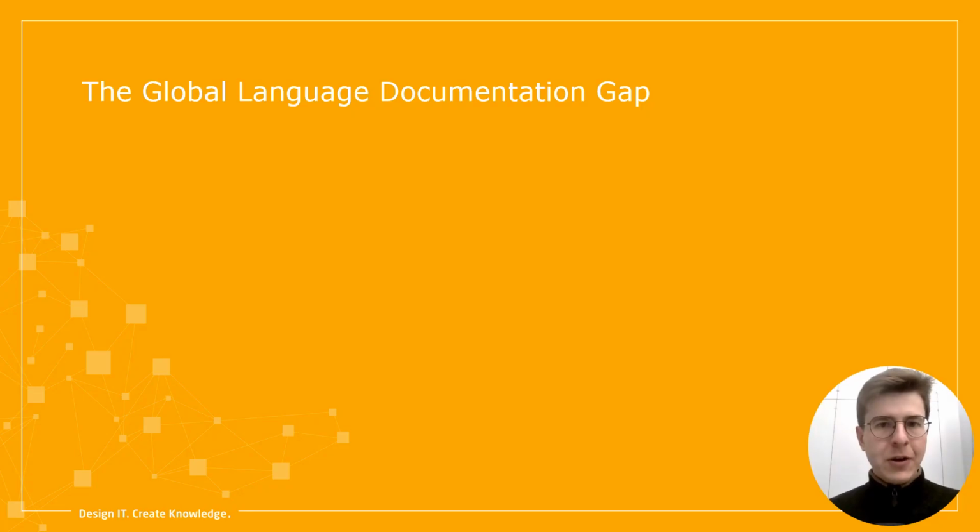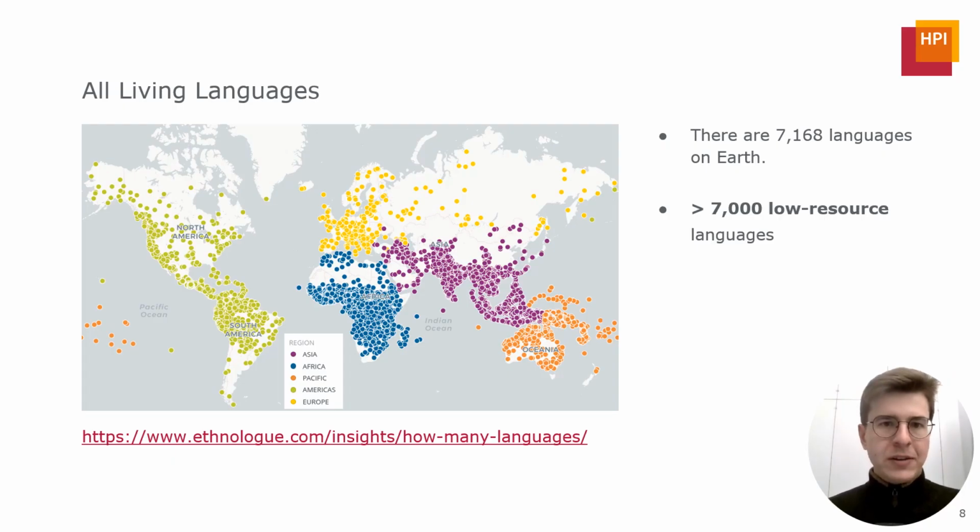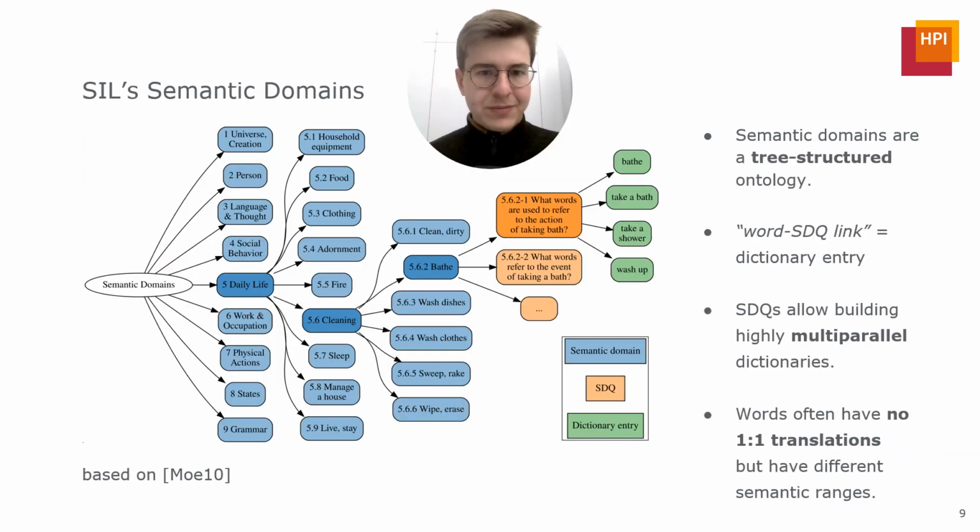To get started, what is the global language documentation gap? These are all living 7,168 languages on Earth, colored by region. More than 7,000 of them are still low-resourced, which means that the availability of documents in these languages is very limited. In 2001 and 2002, the linguist Melo invented SIL semantic domains, which provide a scaffold to document any human language.